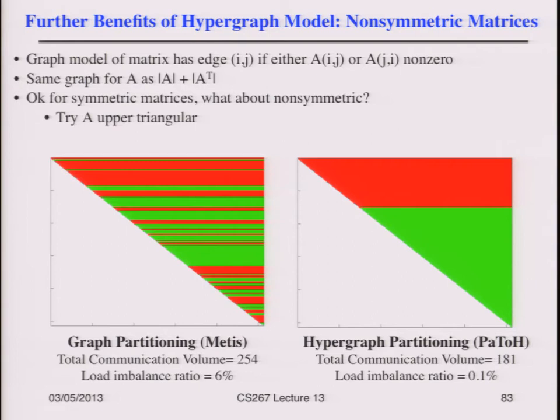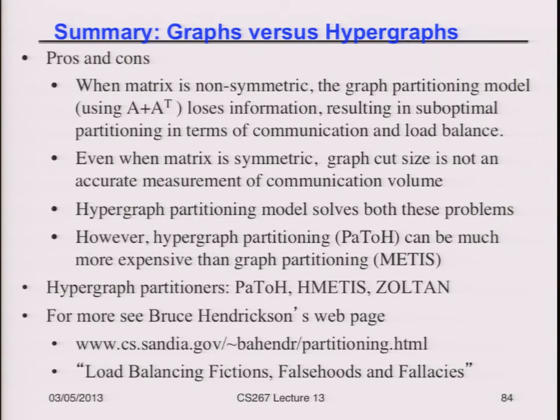So, okay, let me now summarize this part of the lecture, which is graphs versus hypergraphs. Which one would you choose when? If the matrix is really non-symmetric, then the graph partitioning model loses all that information because it always works as though it were working on A plus A transpose. And so you could get a suboptimal partitioning. And even when the matrix is symmetric, 2D meshes connected to all your nearest neighbors, it's not optimal. It was within a constant factor, but it's not optimal.